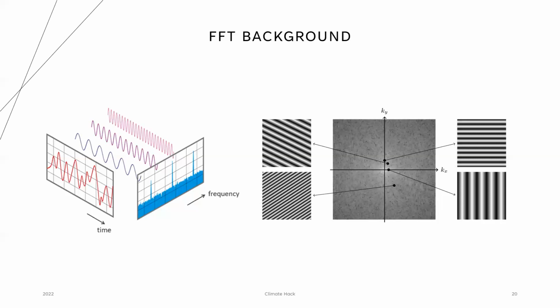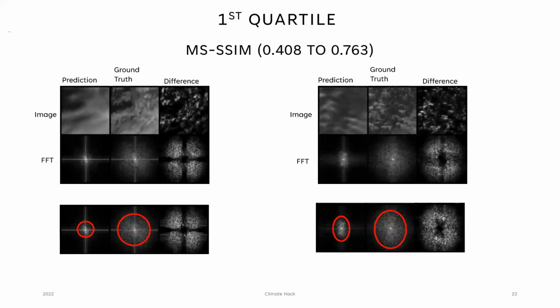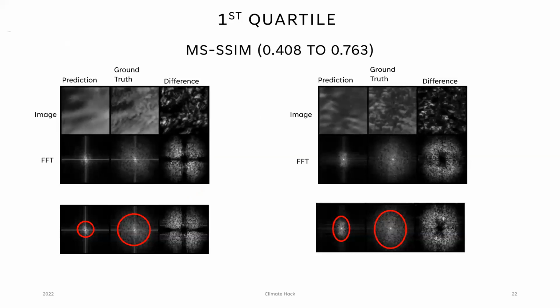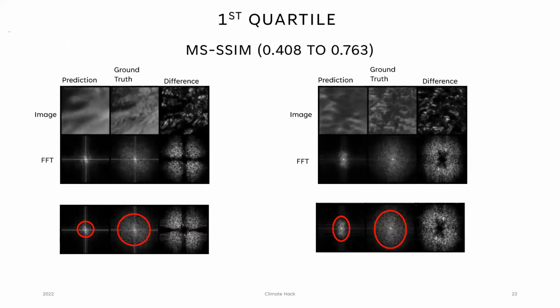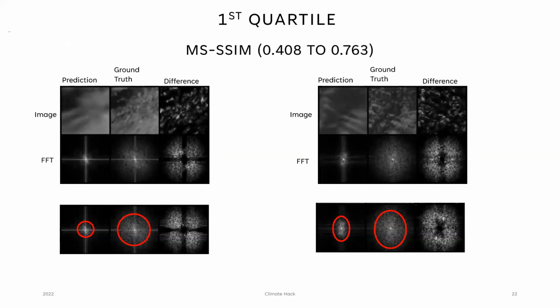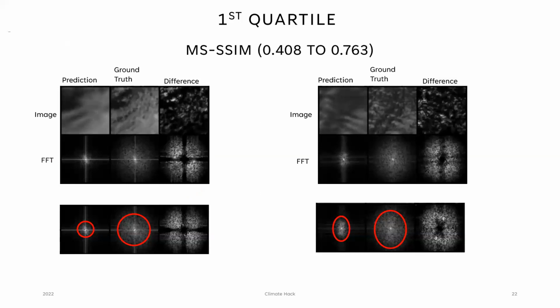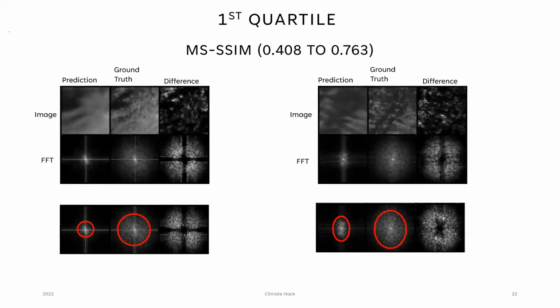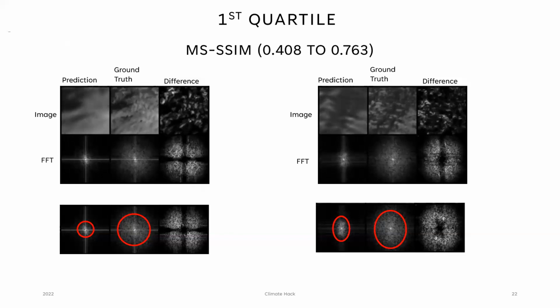In our FFT diagrams here, lower frequency features are going to be near the center and higher frequency features are going to be around the edges. Here we're going to talk about the first quartile, so the images where the model performed the worst on. What we saw is that our predictions don't really predict high frequency features very well. As you can see from the FFTs of our predictions, those high frequency features disappear really quickly, whereas in the ground truth, these features are maintained. You can also clearly see that in the difference.